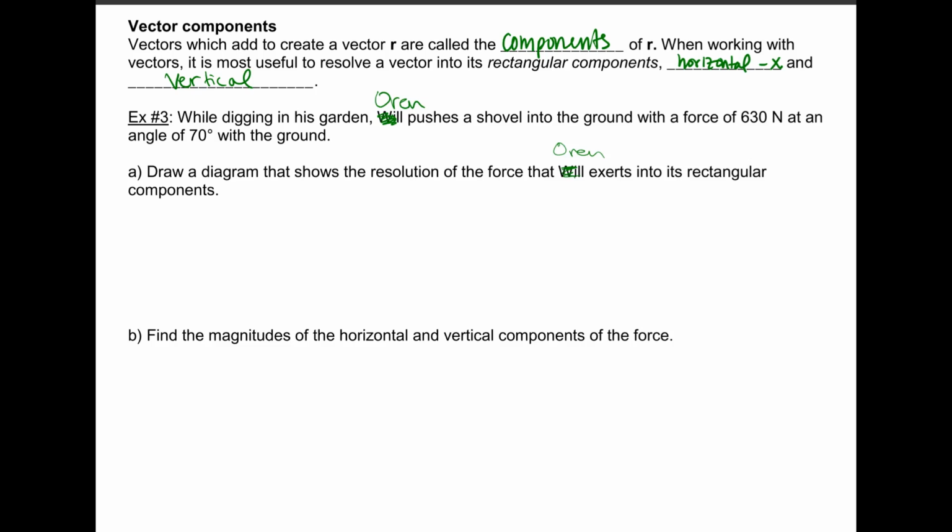Draw a diagram that shows the resolution of force Oren exerts into its rectangular components. Here's the shovel. It's being put into the ground at an angle of 70 degrees, and he's pushing with 630 newtons.